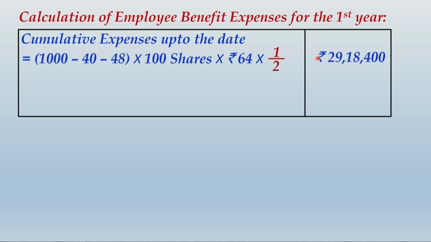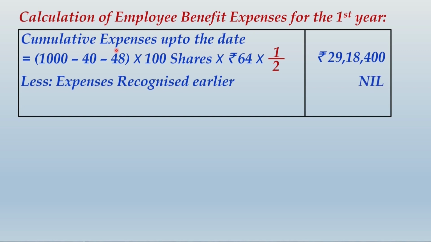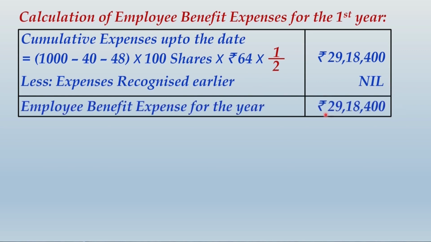29,18,400. This is the amount by which you will recognize the employee benefit expense up to the date, that is up to end of first year, on a cumulative basis, and from that you subtract whatever you have recognized earlier. Because this being first year, we haven't recognized anything earlier, so the amount to be recognized in the first year remains 29,18,400 rupees.